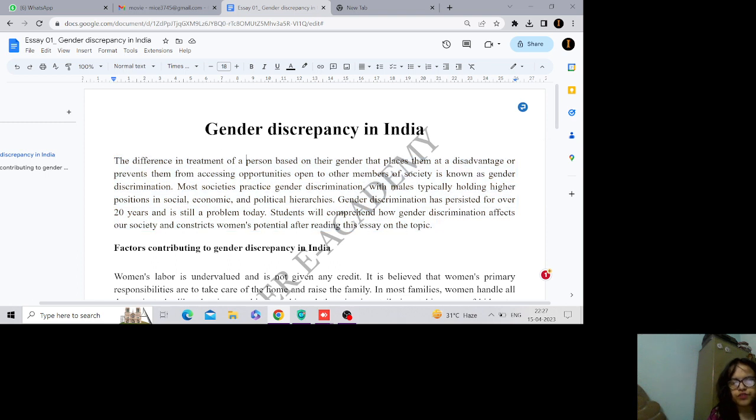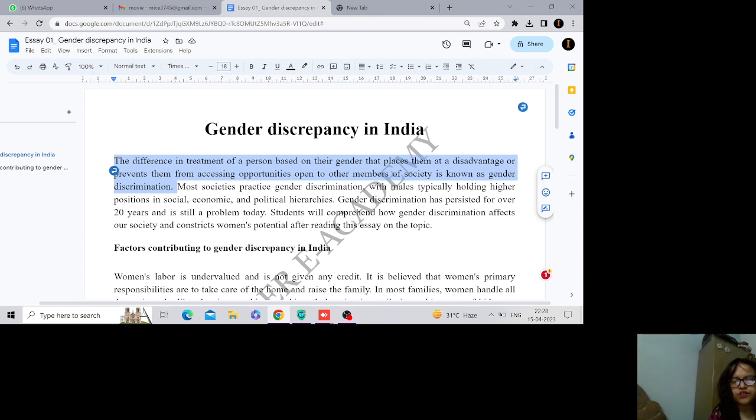The difference in treatment of a person based on their gender that places them at a disadvantage and prevents them from accessing opportunities open to other members of society is known as gender discrimination. So here we are defining what gender discrimination is. It's a situation wherein a person gets positioned based on their gender, and it puts them at a disadvantage. It prevents them from getting opportunities which are otherwise available to other members of society.